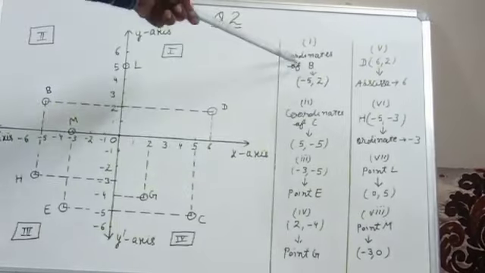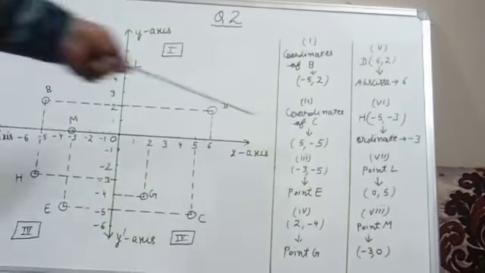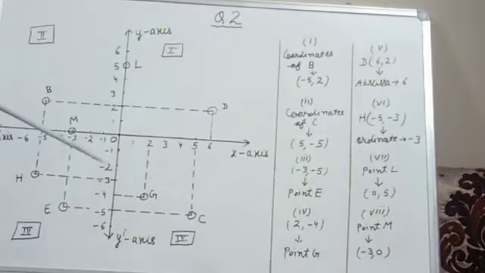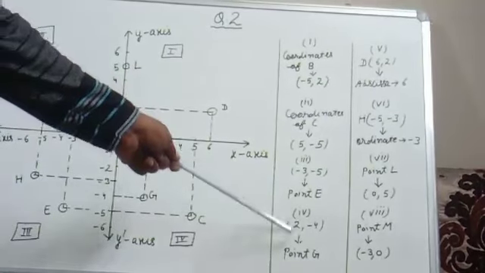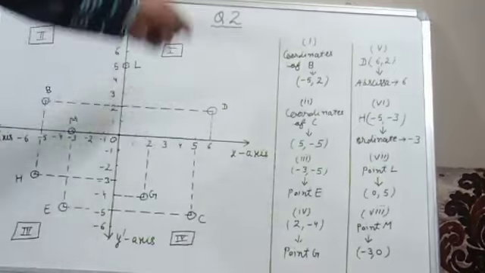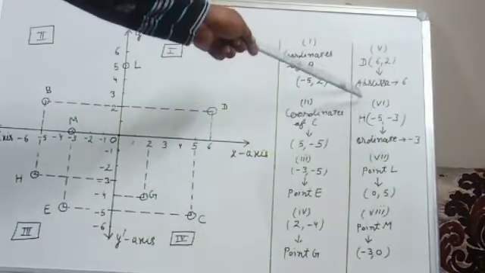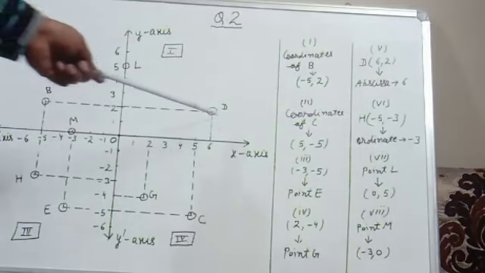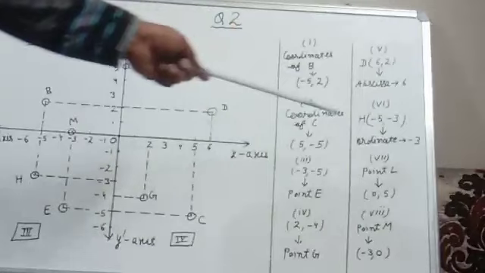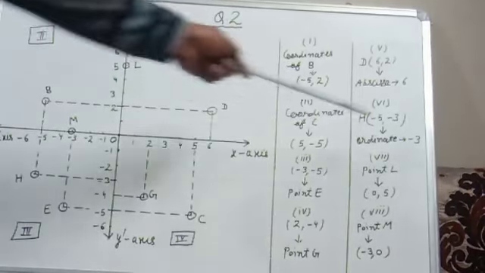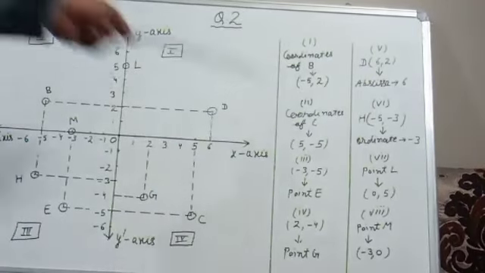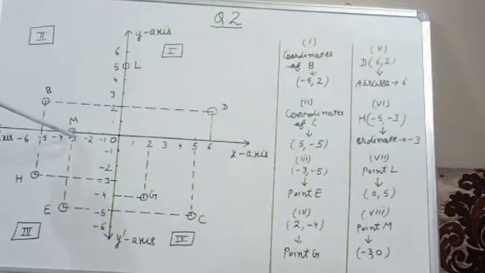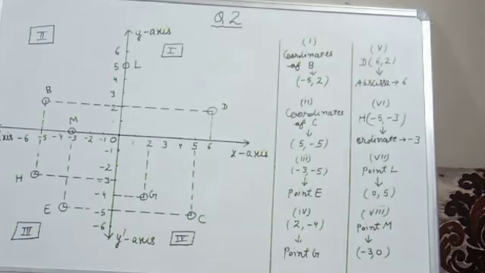Again we will see the coordinates of B, minus 5 and 2. We just check from here. Coordinates of C, 5 and minus 5. We find point C from here. Then minus 3 and minus 5, point E. Then 2 and minus 4, this is point G. So these are the first four parts. Then the abscissa of D. We find D. This is 6 and 2. So this is D. Abscissa is 6. Then H, minus 5 and minus 3. So this is H. Here the ordinate is minus 3. Then point L. Here it is on the y-axis, so x is 0, y is 5. So 0, 5. Then point M: x is minus 3 and y is 0. In this way, we can find the coordinates of any of the given points.